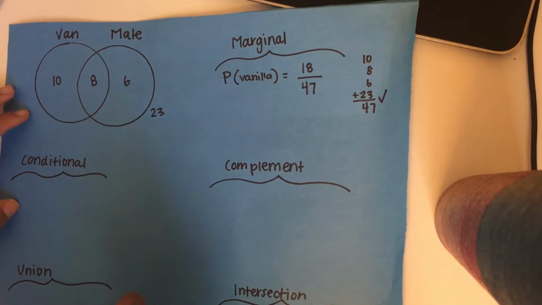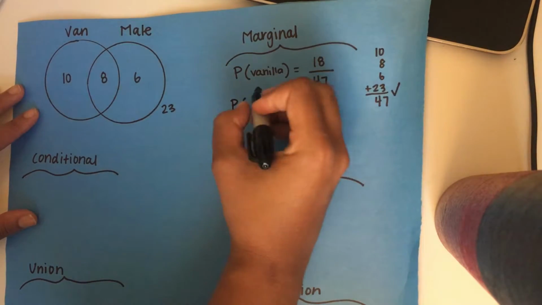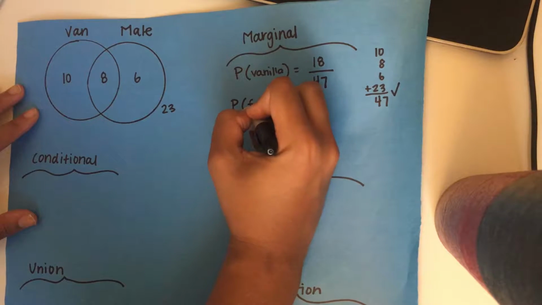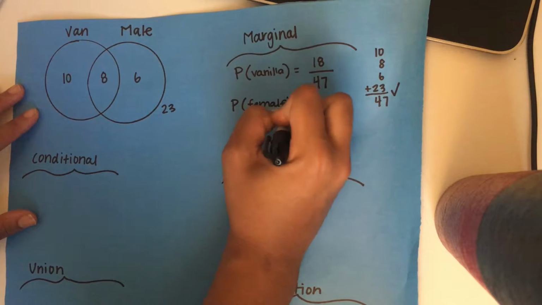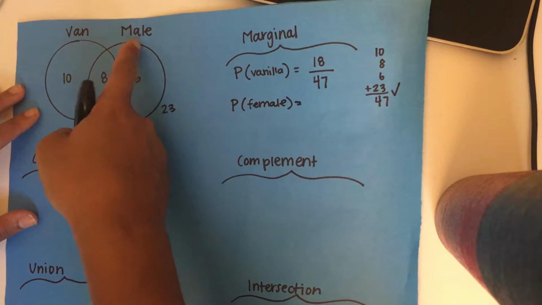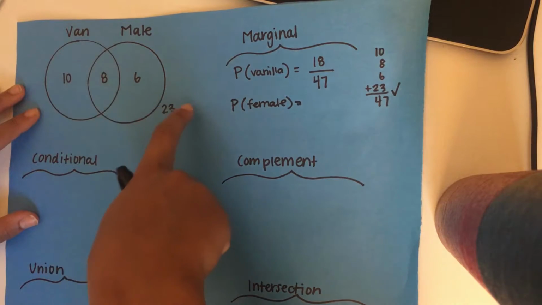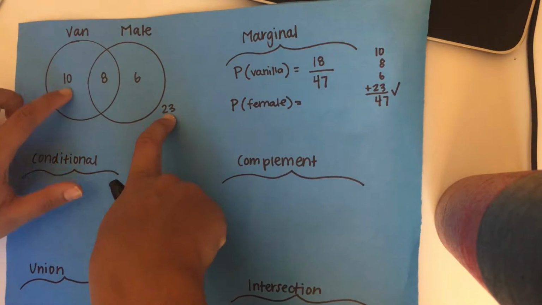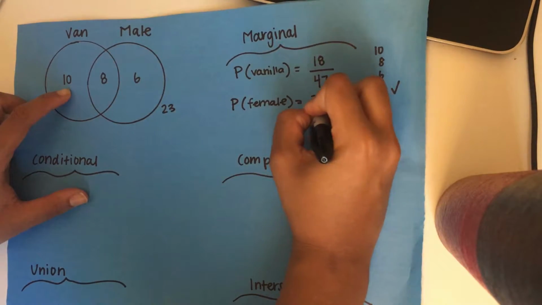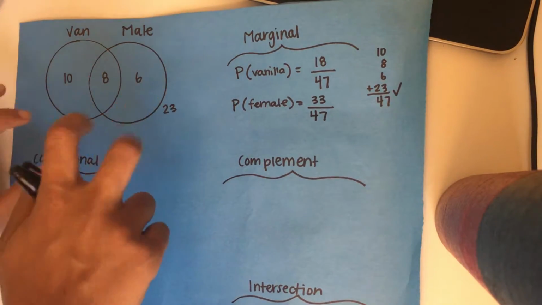Another marginal probability statement would be the probability of people that are female. Well, this is a bit tricky. There is no female title, but we know that everybody that's not in the male circle is female. So we have 23 females over here and 10 over here. That means there are 33 females present in this Venn diagram.